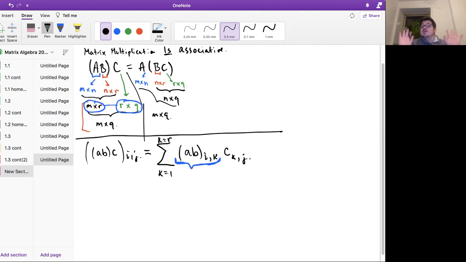So right now, this is just normal matrix multiplication, right? So pretend AB is just one letter. It's just IK, KJ. It's going to get a little messy.